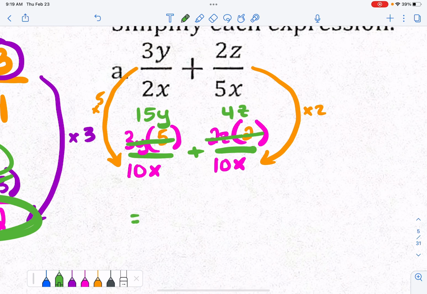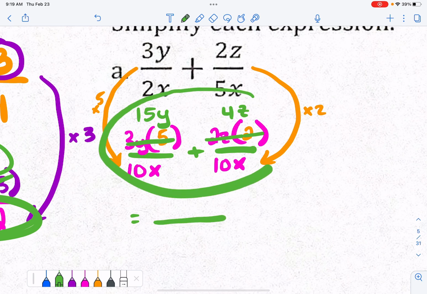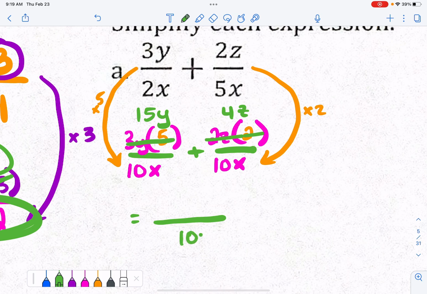Okay, and then all we do is combine these under one roof, right? And my bottom is going to be that 10x. That's going to stay, just 10x. And this top, I'm just going to combine anything that I can.